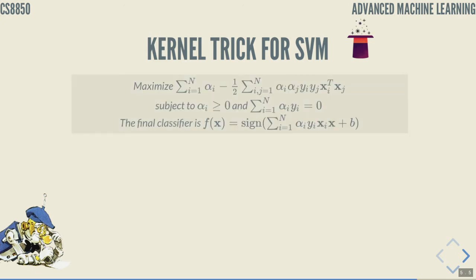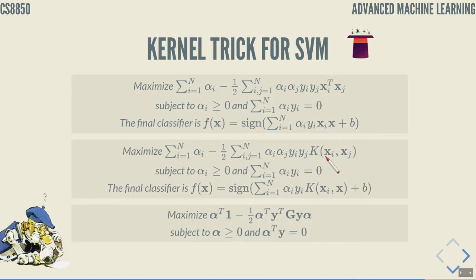Recall our original formulation from the previous section, where this is the dual formulation. And notice this and that, in the optimization problem and in the final classifier. The data and any samples, the new samples, the old samples, they only enter this whole computation process as an inner product. So what we can do is replace those inner products with kernels.